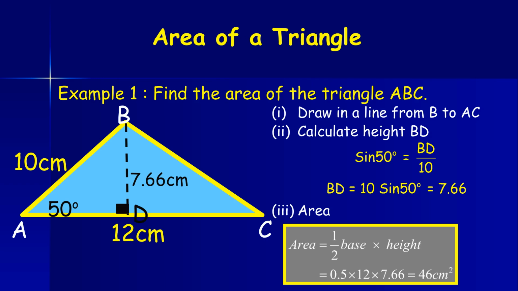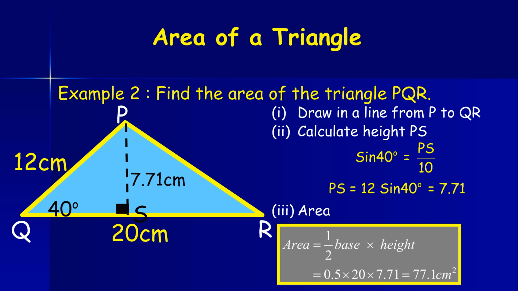Let's begin by finding the area of triangle ABC. First, draw a line from B to AC and calculate the height BD using sine of 50 degrees, which is BD over 10. This gives a height of 7.66 centimeters. Now, use the formula area equals 1/2 times base times height, resulting in 46 centimeters squared.